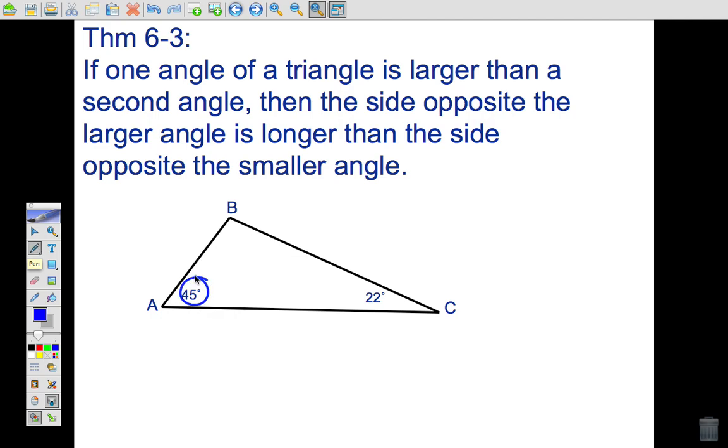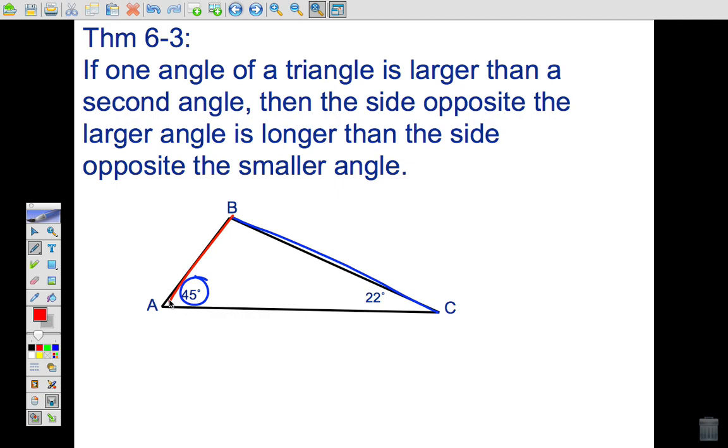So with the information that I have here, and this is something that's a little tricky. Right now with the information that we have shown, this side is going to be longer than this side, right? Because the blue side is opposite the bigger angle. The red side is opposite the smaller angle.